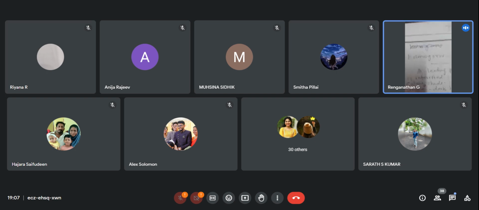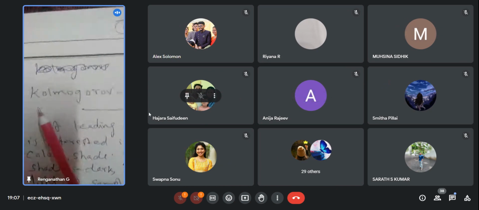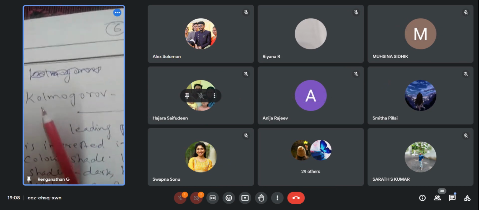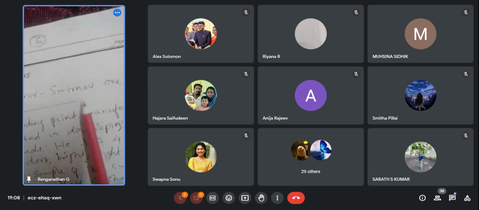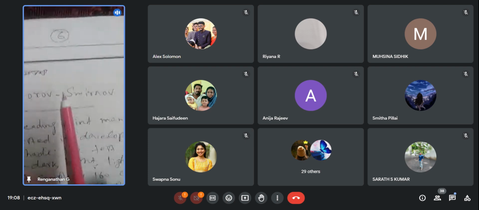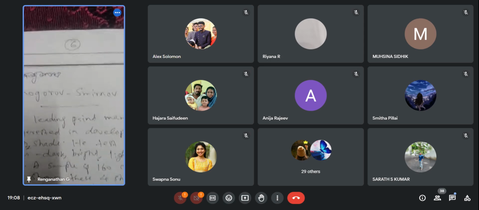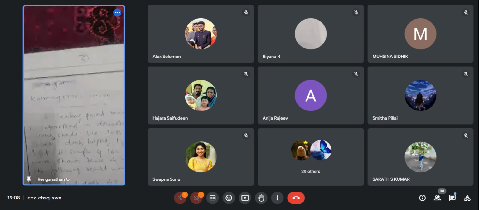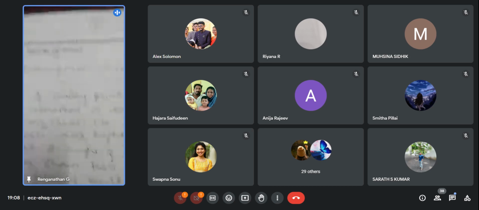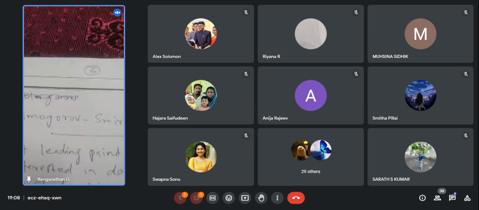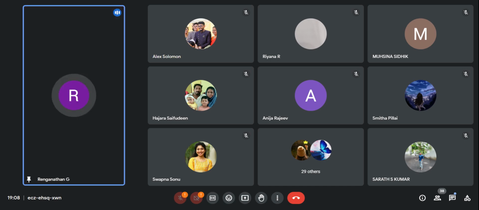A famous one sample test method is, if you can see the screen, you can read this: Kolmogorov Smirnov one sample test. You have to write down this heading. Look at the spelling: Kolmogorov, put a hyphen, then Smirnov one sample test. Okay, I think you wrote that heading.